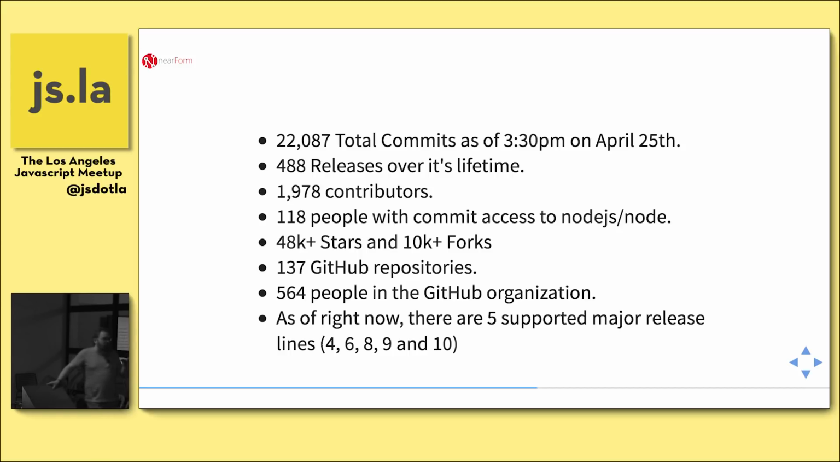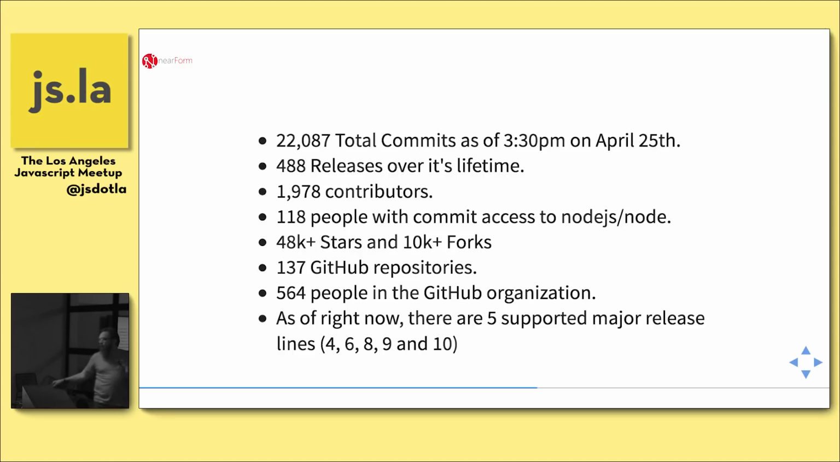It varies. Like right after a major release, everybody takes a breather and it goes down. There was one day last month, I think we hit over 100 commits in a day. Okay? 488 releases over its lifetime, almost 2,000 contributors over its lifetime, 118 people with commit access. Okay? The GitHub organization has 137 different repositories with 564 people in the organization.